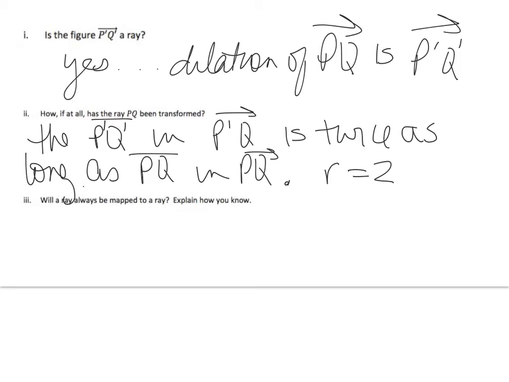Will a ray always be mapped to a ray? Yeah, I can't come up with a reason why not. The definition of dilation says that your new figures are similar. Angles are always congruent. So yes, a dilation of a ray will always be mapped to a ray.